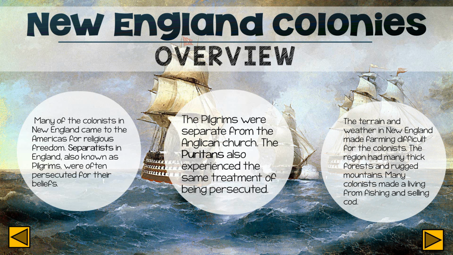The terrain, remember that word terrain? It means the physical layout of the land. So the terrain and weather in New England made farming difficult for the colonists, and the region had many thick forests and rugged mountains. If you remember when we were learning about Native American tribes, the tribes that lived in the Northeast region, how they had to use all of the resources available to them there in the way that they built homes and cleared all that forest away. This is the same area. And many colonists made a living in that area from selling fish. Specifically, cod is a type of fish.